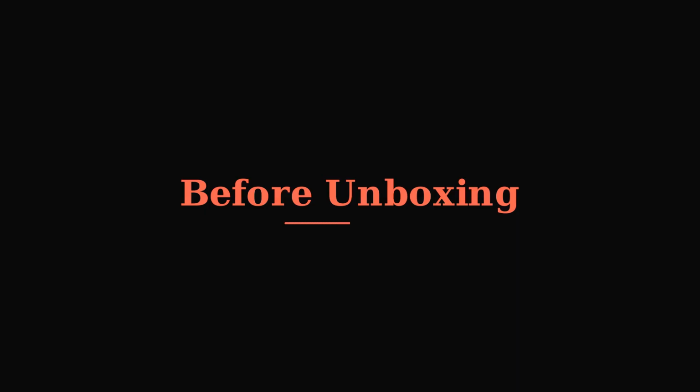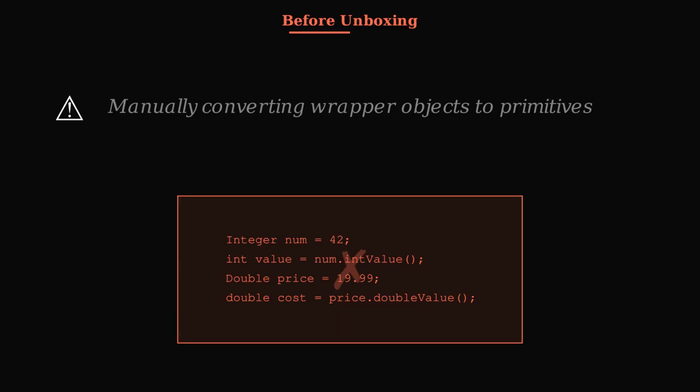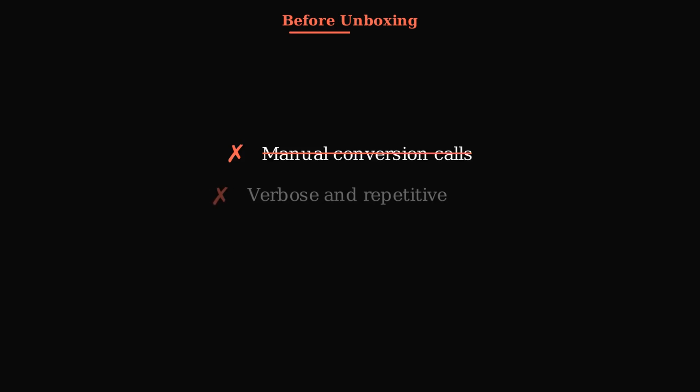So what happens without unboxing? Manually converting wrapper objects to primitives. Look at how messy the code gets. Manual conversion calls. Verbose and repetitive. Clutters code. There has to be a better way.